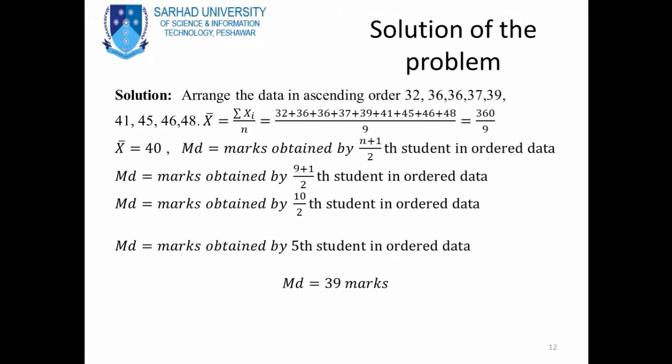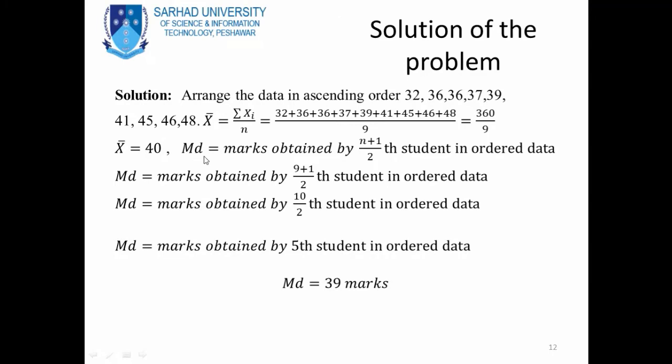So arrange the data in ascending order. You see over here, first of all, arrange the data, but for the mean, arrangement of data is not necessary. For the median, arrangement of data is necessary in ascending order. So first of all, arrange the data: 32, 36, 36, 37, 39, 41, 45, 46, 48. So the mean of the data is the sum of all terms divided by the number of terms, and we have already discussed in the previous video lectures how to find the mean and the median. These are actually called the central tendency. So sum of all terms is 360 divided by 9, and now the mean is 40.